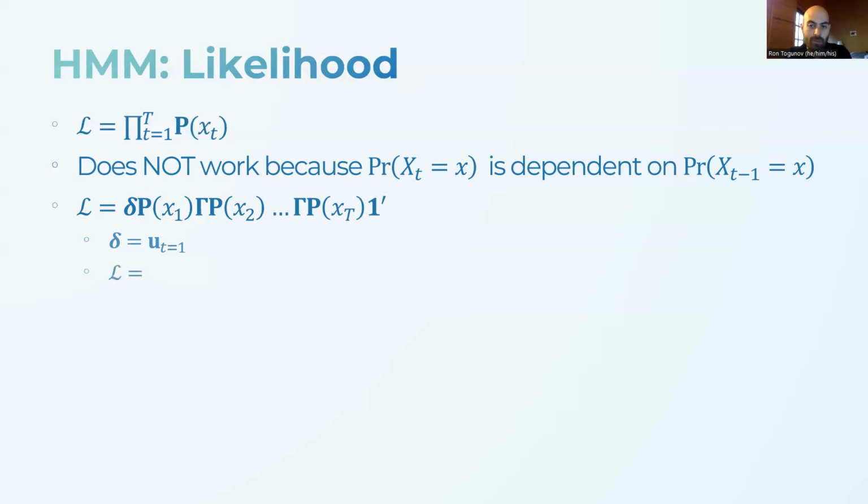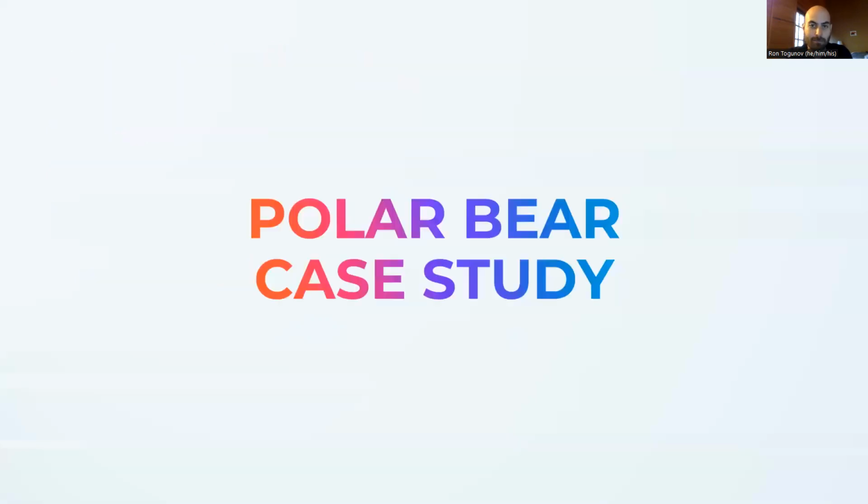Given all the repetition in this likelihood, it can be written more succinctly as follows. The likelihood is equal to the initial state distribution multiplied by the observation probability, then multiplying recursively by the transition matrix and the respective observation probability, from time t equals 2 to the final observation. And last, again, we conclude by multiplying by a column vector of 1s.